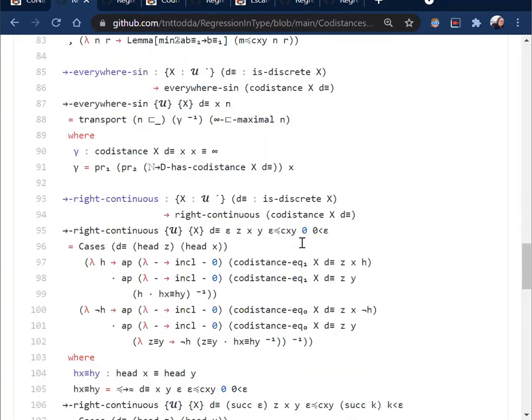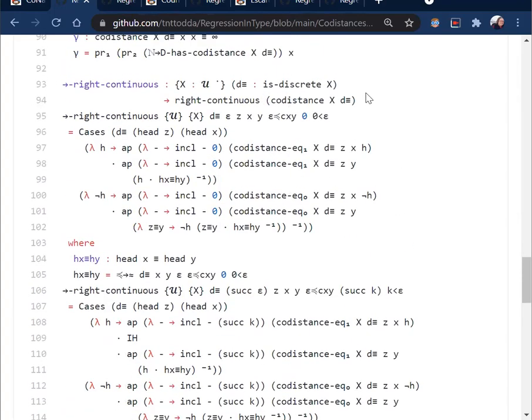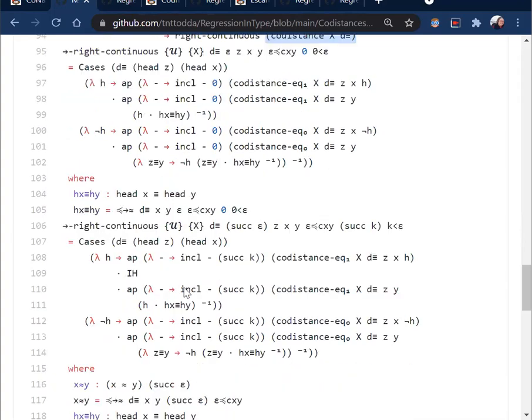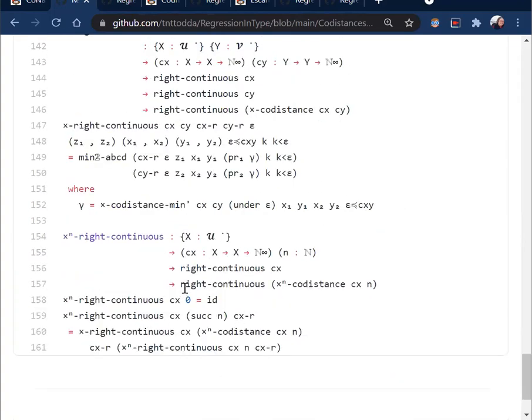And there's loads of other stuff here to do with proving that all this stuff satisfies these properties. So for example, the codistance on discrete sequences is right continuous. We have lots of different proofs here about all this stuff. And none of these proofs use any function extensionality or any univalence principles. This is all just in bog standard constructive type theory.